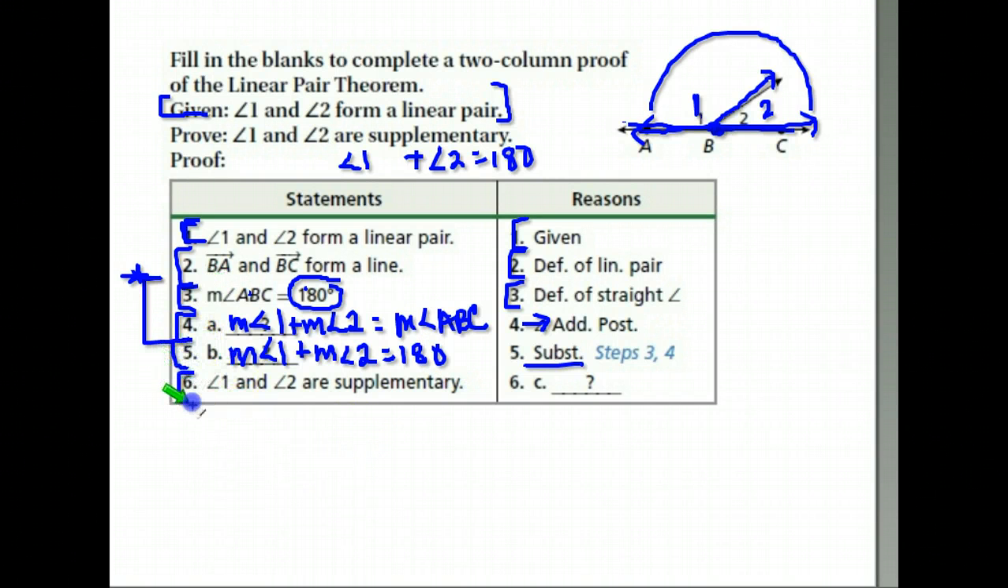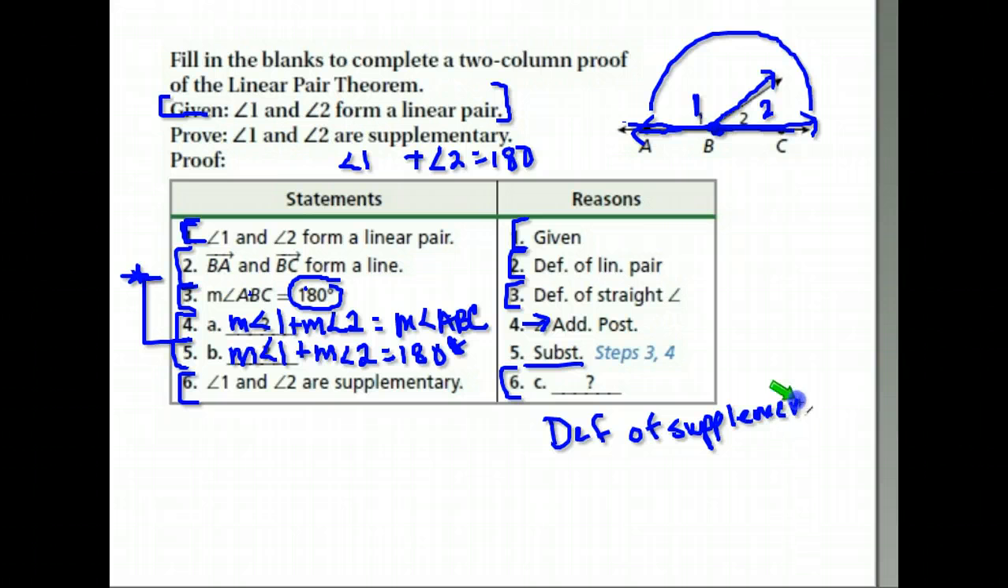And finally, to our last step, angle 1 and angle 2 are supplementary. How do we know they're supplementary? Well, the definition of supplementary is two angles that add to be 180. So our reason here is definition of supplementary.